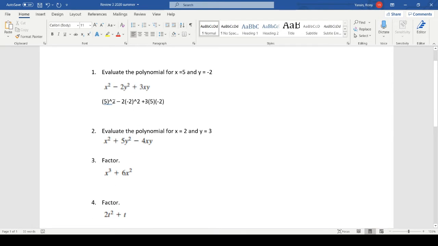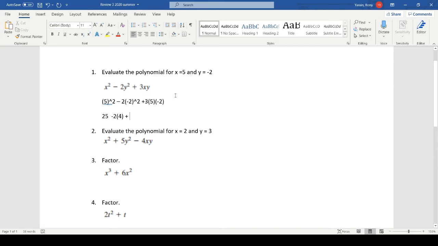So 5 to the second power is 25. Minus 2 times minus 2 to the second. Okay, so you have to remember here you have to do PEMDAS. So minus 2 and then exponent to the second power, you do the exponent first. So you do minus 2 times minus 2 squared. So minus 2 times minus 2 is positive 4. Okay, so then we continue over here. 3 times 5 times minus 2.